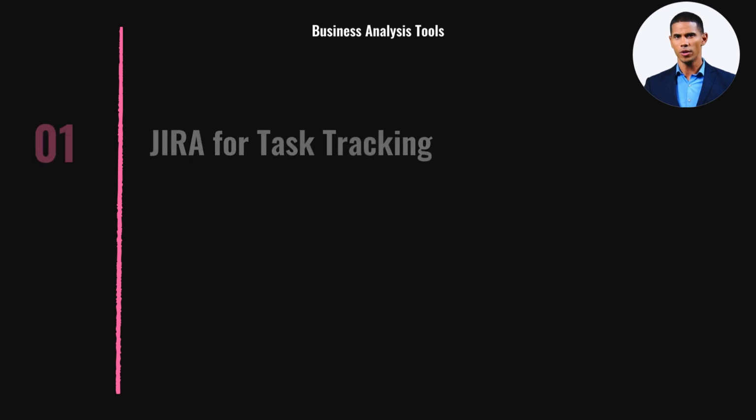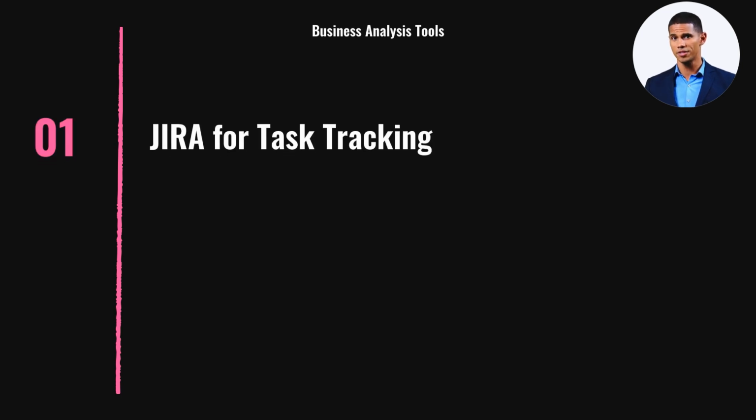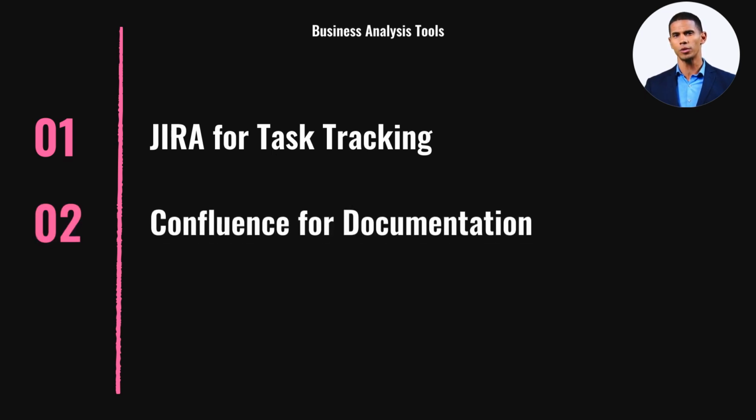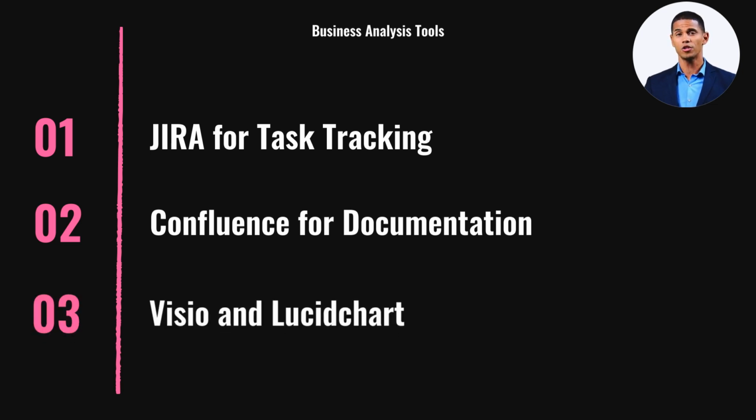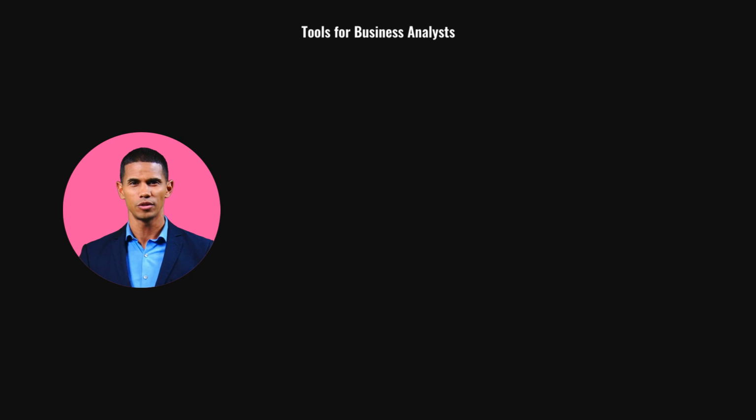Business analysts rely on Jira for tracking tasks in Agile projects, ensuring efficient workflow management. Confluence is key for collaborative documentation, enhancing team communication. For visual representation, Visio and Lucidchart are indispensable for creating detailed diagrams and system maps, aiding in clear process visualization and understanding. Microsoft Excel is indispensable for organizing and analyzing data.